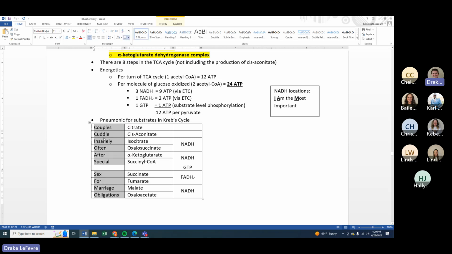Acronyms or mnemonics like this are great ways to remember these because there are so many steps. Even if you can just remember the first letter, CCIOASSFMO, it's really, really helpful to remember the order of all of our intermediates of the Krebs cycle. Because let's be honest, just straight memorizing this is not all that easy.